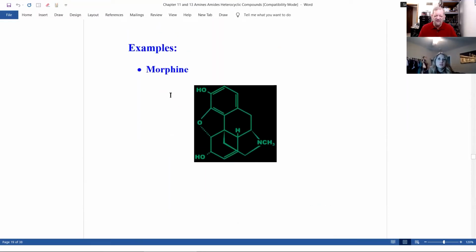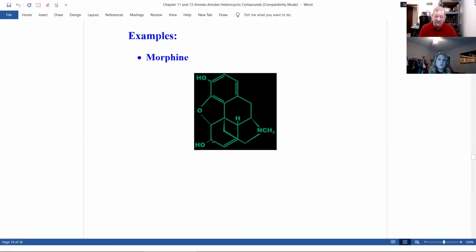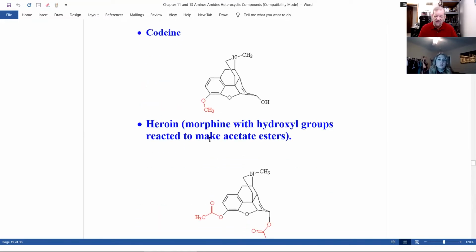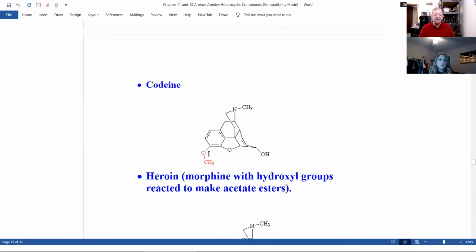Now, if you look at morphine, I couldn't find a better structure. This hydroxyl group, the alcohol on the benzene ring, I can make into an ether. And if you look here, we do. And this is the structure of codeine, which is a major painkiller. If you've ever had Tylenol 3 with codeine, it does a good job killing pain.